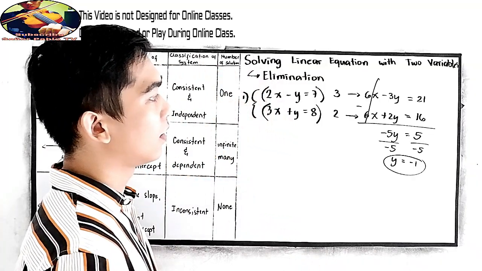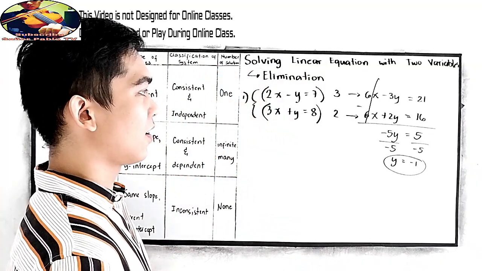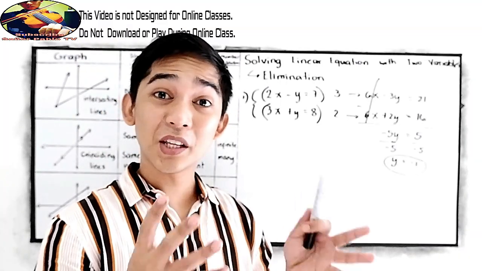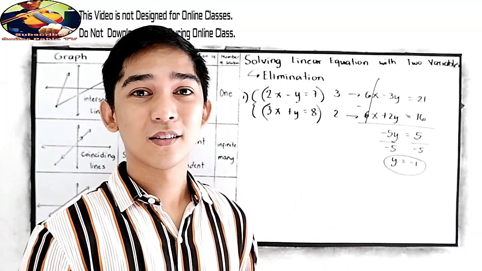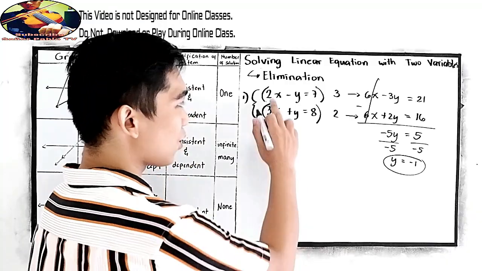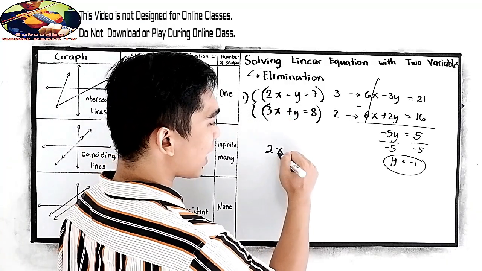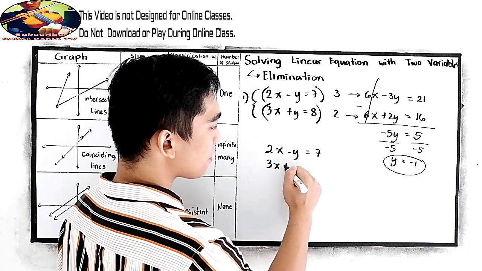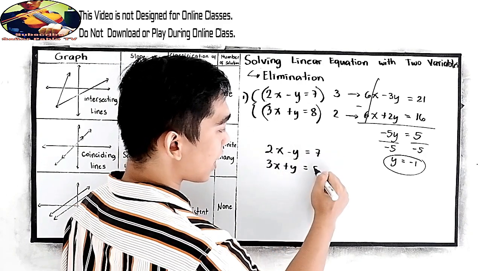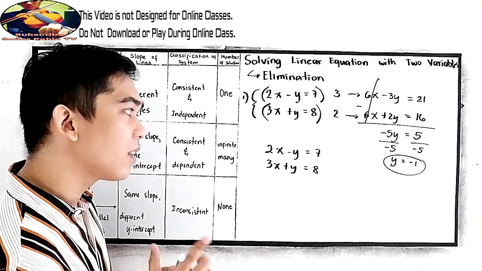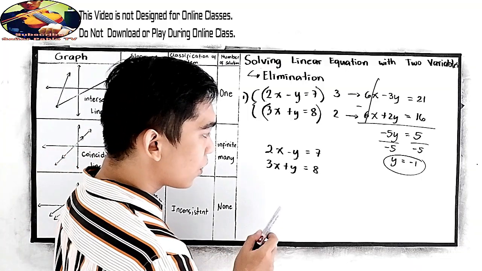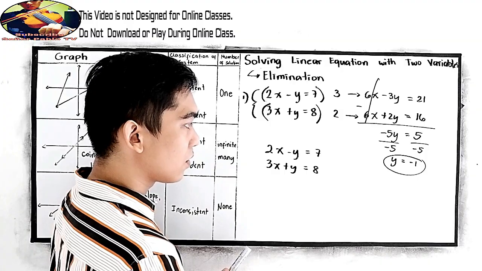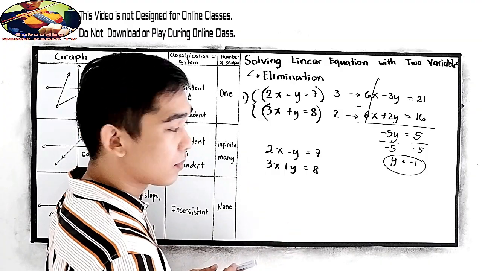Okay. Next, we need to find the value for x. So we need to eliminate now the y. So we just copy 2x minus y is equal to 7, and 3x plus y is equal to 8. Check the coefficient of y. We have negative 1 and positive 1. So they are the same.